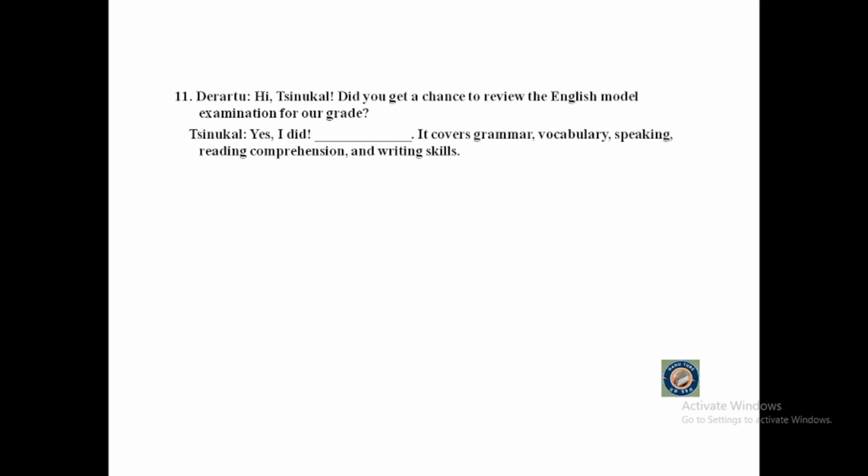Question number 11 is between Darartu and Tsunukal. Darartu begins by asking, "Hi Tsunukal, did you get a chance to review the English model examination for our grade?" Tsunukal: "Yes I did. Blank, it covers grammar, vocabulary, speaking, reading comprehension and writing skills." A. I think it's quite comprehensive. B. It only tests math skills. C. I didn't even open it. Or D. I didn't have time to see it.